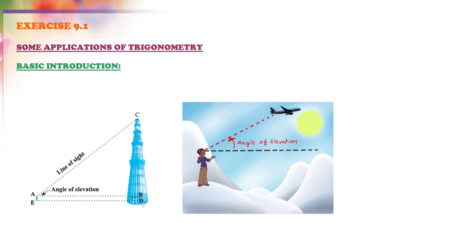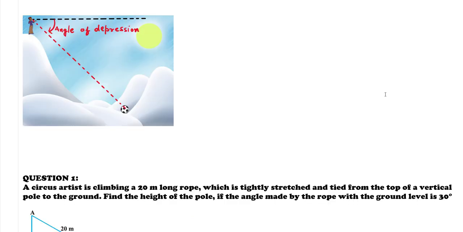Now, the angle of depression. If the object is below the level of the eyes, that is, below the horizontal level of the eyes, then we have to lower our eyes downwards to view the object. In this process, our eyes move through an angle downward from the horizontal line. This angle is called the angle of depression of the object.